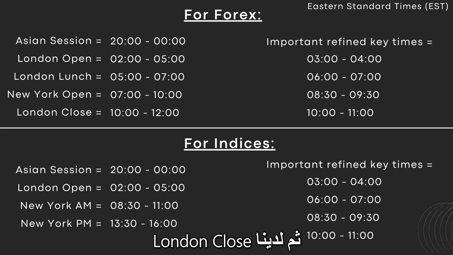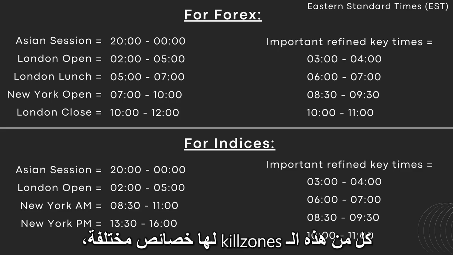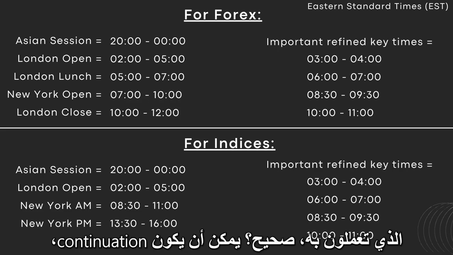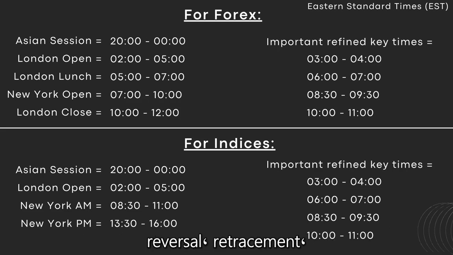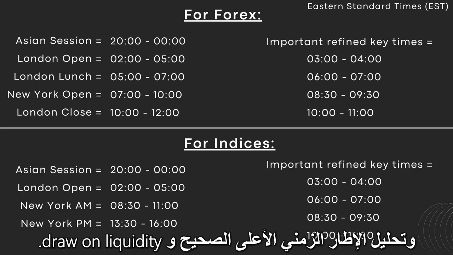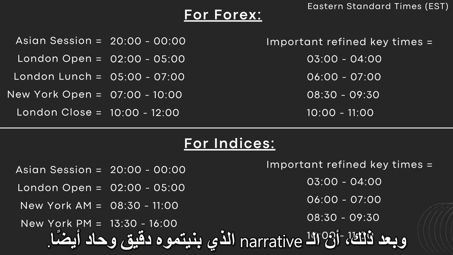Then we've got the London Open zone where the daily range is capped, and it's a perfect time for the CRT to be purged and for price to reverse. Each one of these kill zones has different characteristics, but it all depends upon the framework that you're working with. It can be a continuation, a reversal, a retracement, whatever, but you have to make sure you're using the right framework and the correct higher time frame analysis and drawn liquidity, and that the narrative that you have built is also accurate and sharp.